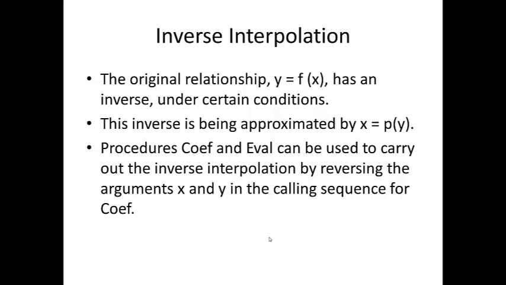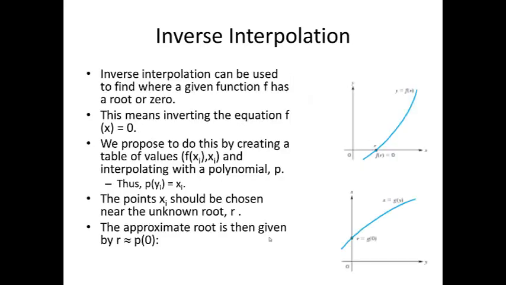So basically, we can use Coef and Eval to carry out the inverse interpolation simply by reversing the arguments x and y in the calling sequence of Coef. Inverse interpolation can be used to find where a given function f has a root, or a zero. This means inverting the equation f of x equals 0. We propose to do this by creating a table of values f of x_i, comma, x_i, and interpolating with the polynomial p. Thus p of y_i is equal to x_i. The points x_i should be chosen near the unknown root r. The approximate root is then given by r approximately equal to p of 0.